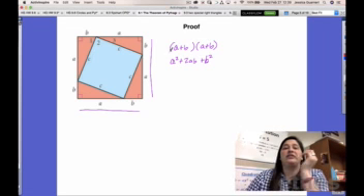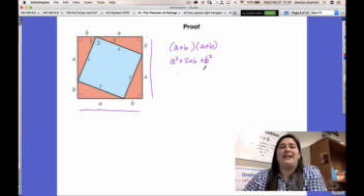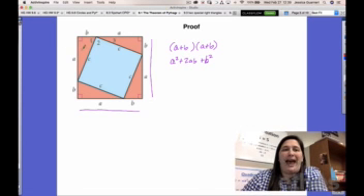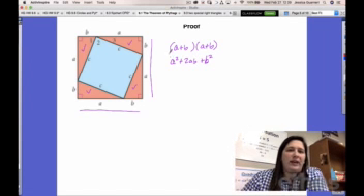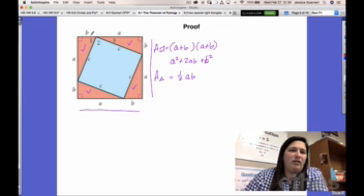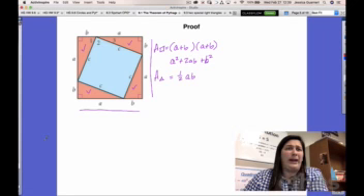Now, I want to figure out what the area of the square is without these 4 triangles. So I have to subtract the area of the 4 red triangles. In order to do that, let's get the area of just one triangle. The area of a triangle is 1/2 AB. If I want 4 of those triangles, I'm going to go 4 times 1/2 AB, and that's going to give me 2AB.